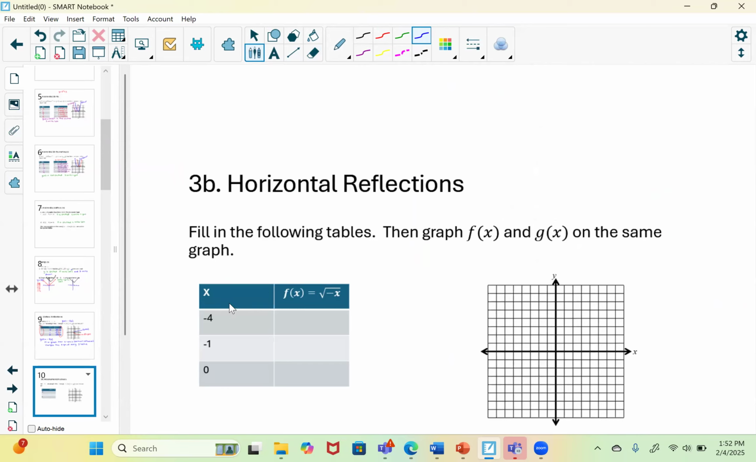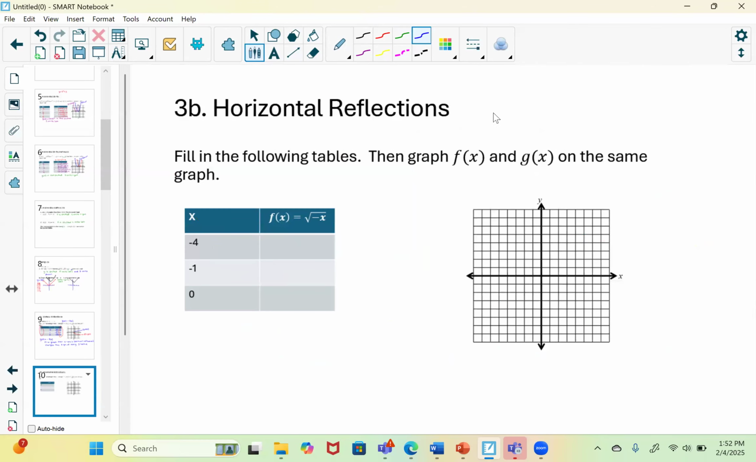Okay, so then we're going to look at horizontal reflections. So horizontal reflections are going to look like in the form where it's f of negative x. So the negative is going to be inside the function. So again, my parent function is the square root of x. Okay, if we have the negative outside, which would be here, is what we just looked at, that vertical. If we have the negative inside like this, we're going to explore that one here. So we're going to plug it in here. So I changed the x values. I have negative 4 and negative 1, 0.